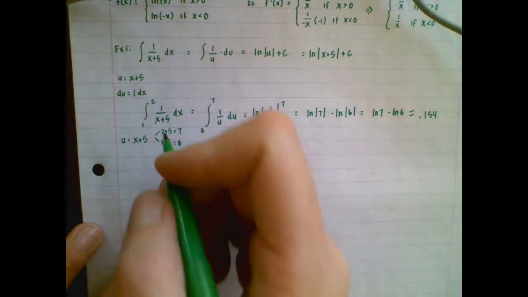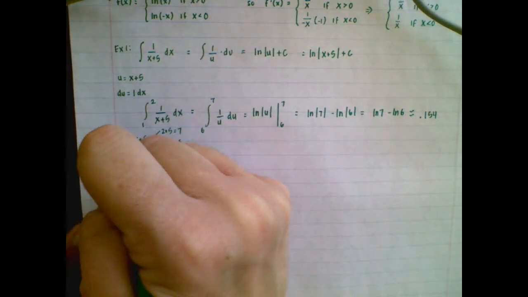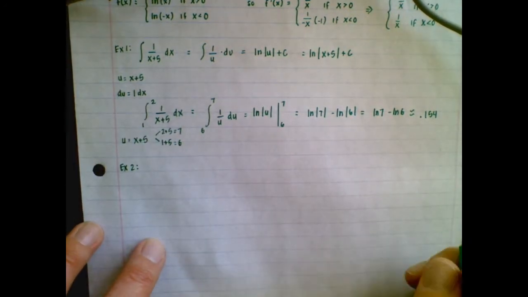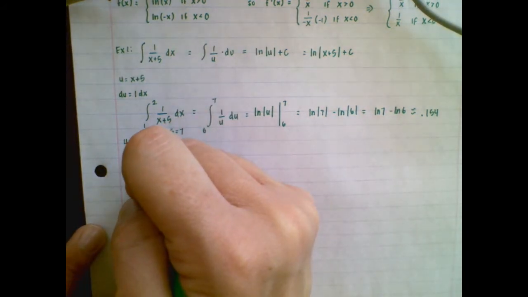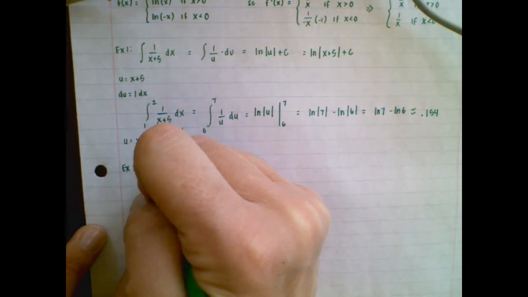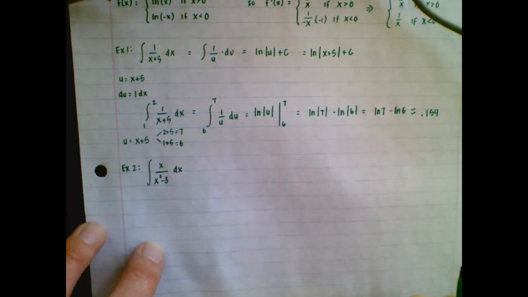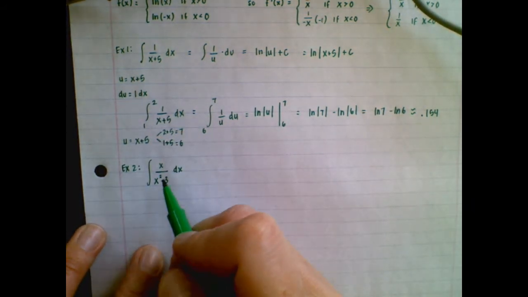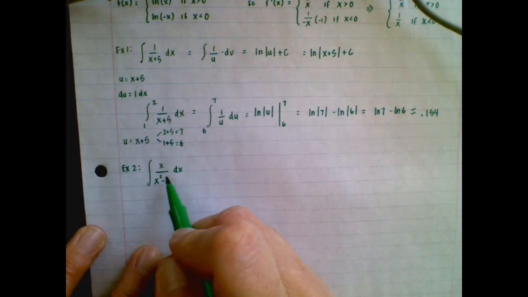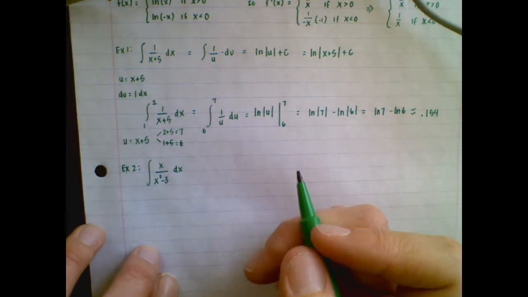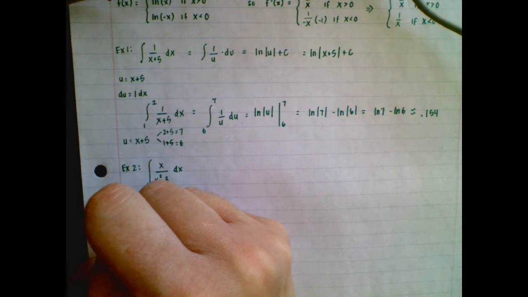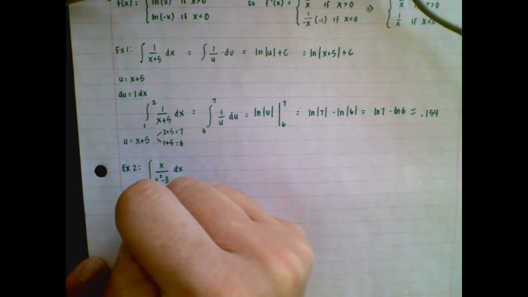All right, so let's do a little bit of a different example here. Let's do the integral of x over x squared minus 3 dx. Same idea here. I'm seeing that I have stuff in the top and the bottom. I like to generally look in the bottom of the fraction to decide what my u is going to be. So I'll set u equal to x squared minus 3.